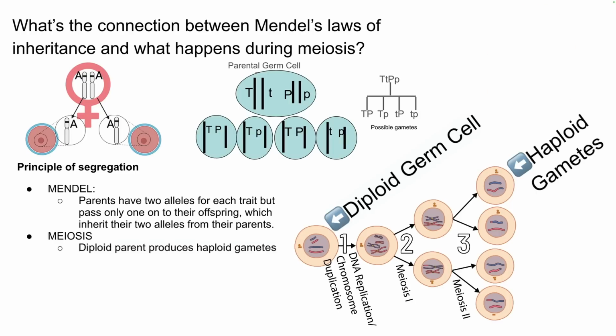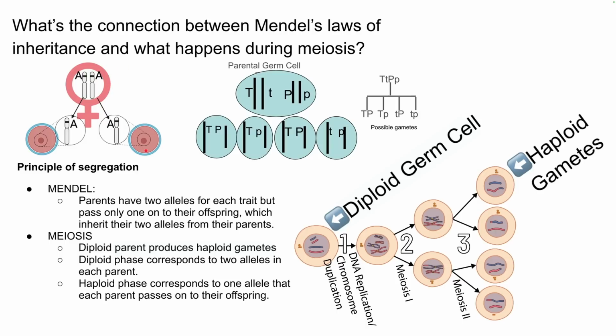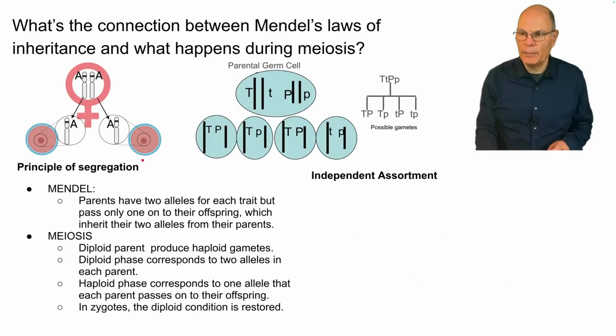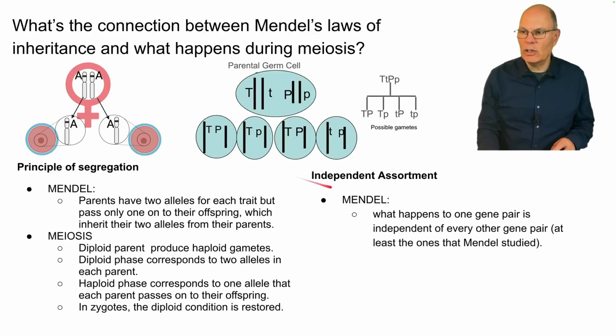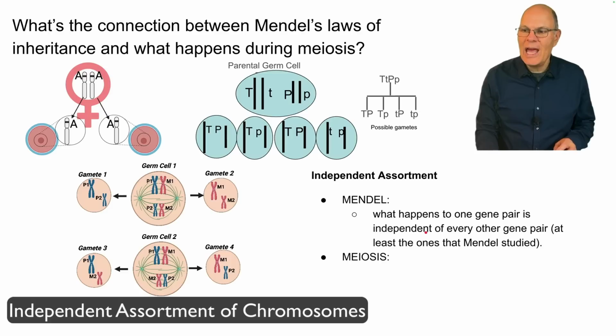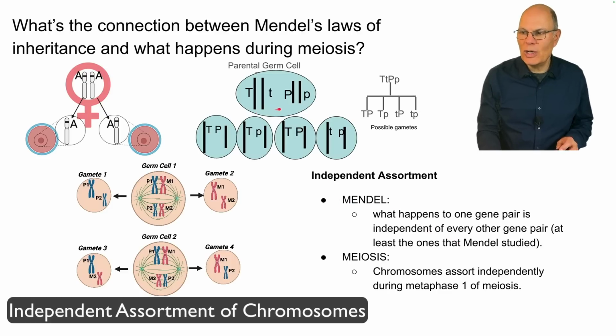In meiosis, there's a diploid parent that produces haploid gametes. The diploid phase corresponds to the two alleles in each parent. The haploid phase corresponds to the one allele that the parent passes on to their offspring. In zygotes, that diploid condition is restored, and that's not shown in this diagram over here. Independent assortment, according to Mendel, is that what happens to one gene pair is independent of every other gene pair, at least in the ones that Mendel studied. In meiosis, chromosomes assort independently during metaphase 1 of meiosis.